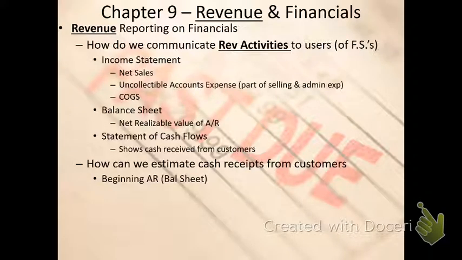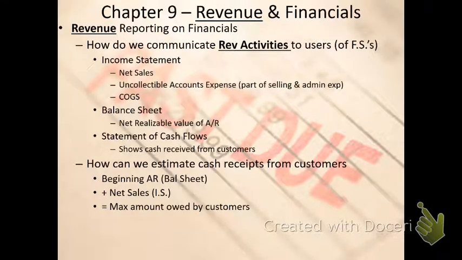So you're going to start out with this calculation. I'm going to show you the formula over here, and then I'll show you how to do the T account method as well. So you start out with your beginning accounts receivable. You can find that on the balance sheet. You're going to add your net sales. Again, this piece is very easily findable because it's on your income statement. And that gives you the maximum amount owed by customers.